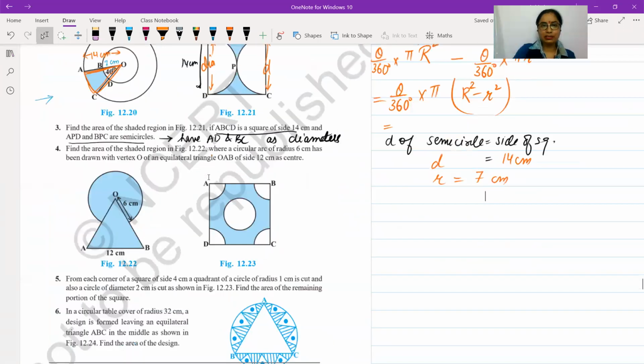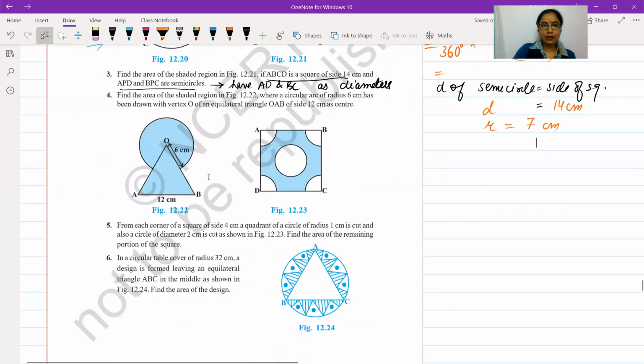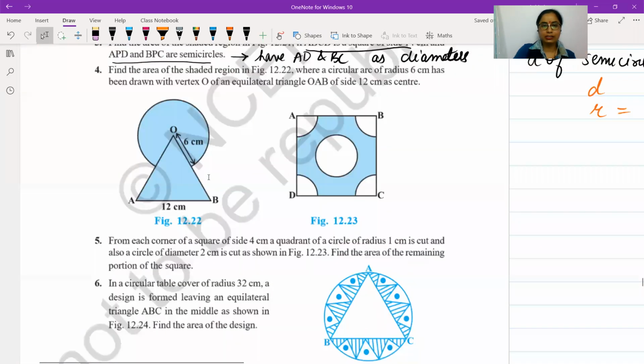Question number 4. You have to find out the area of the shaded region in figure 12.22, where a circular arc of radius 6 centimeters has been drawn with vertex O of equilateral triangle OAB of side 12 centimeters as center. So there is an equilateral triangle. This is an equilateral triangle.